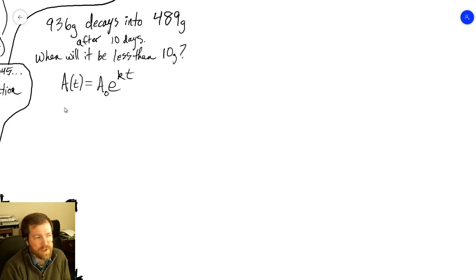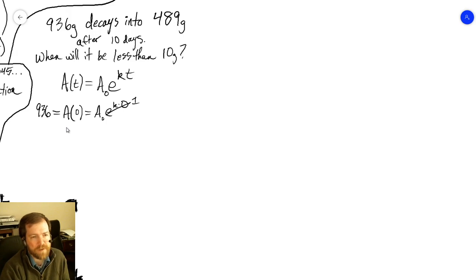And again, it makes it much easier to use natural logs, so why not? And now we have two pieces of data. First of all, a at 0 is going to be a sub 0 times e to the k times 0. So this is just 1. So a sub 0 is the amount at time 0, where we had 936 grams of the substance.